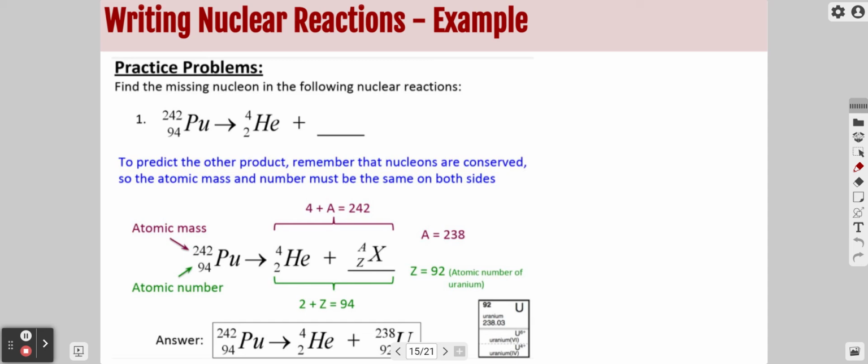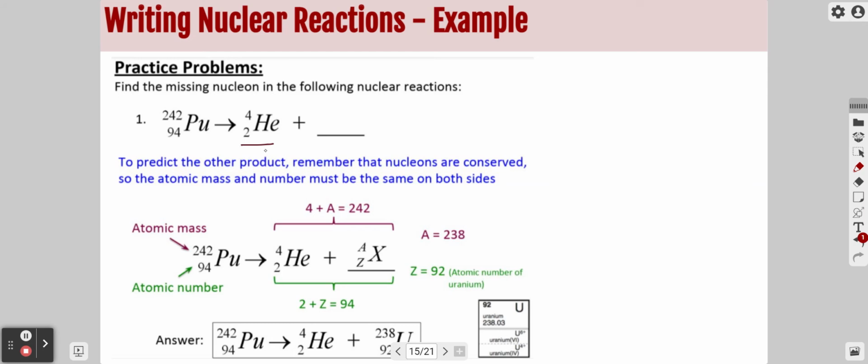What element, what isotope, what do we got left over here? So we've got Pu, which is plutonium, and then it's giving off an alpha particle, or helium, and something else. So what's it going to be left over with?